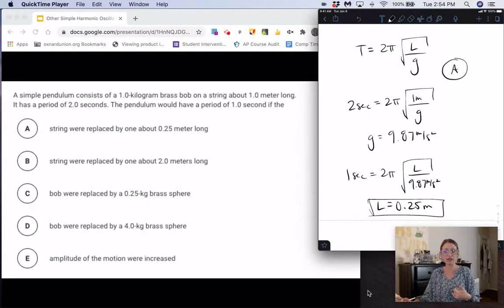I did prove it mathematically, but you can also do this conceptually, just by looking at that equation and knowing what variables are in there and how the period changes when you change the length. If length increases, period increases. If length decreases, period decreases as well.